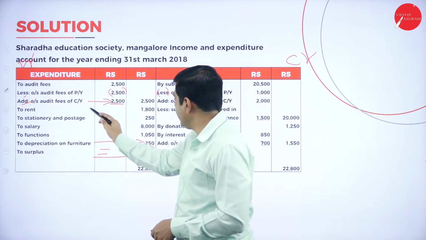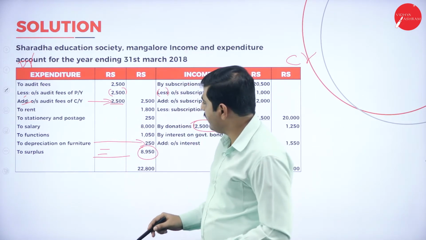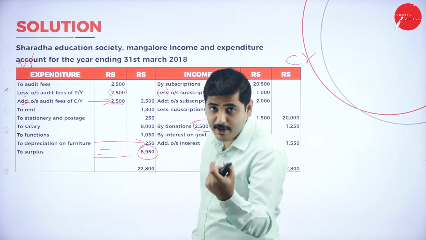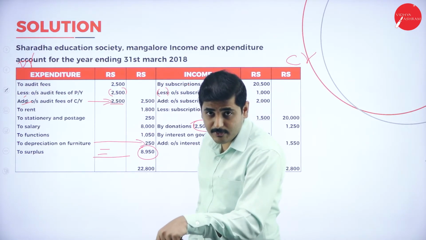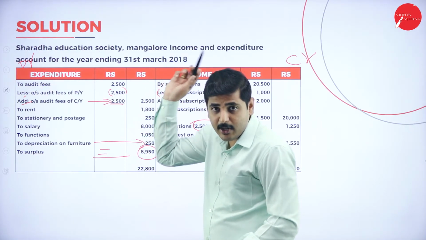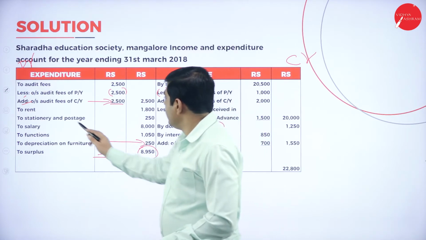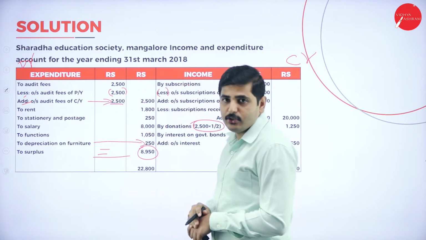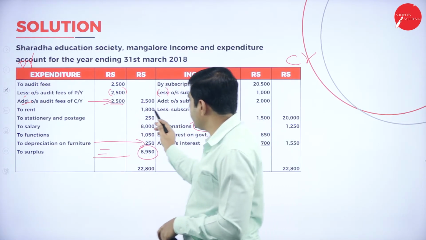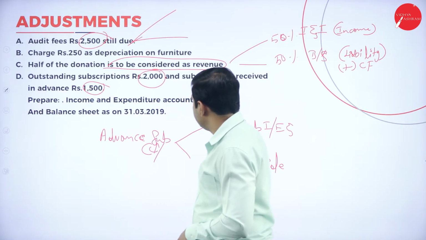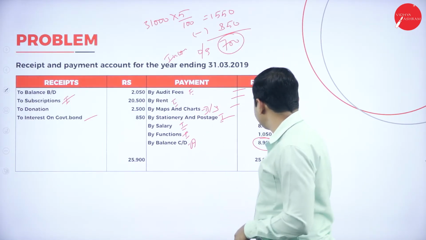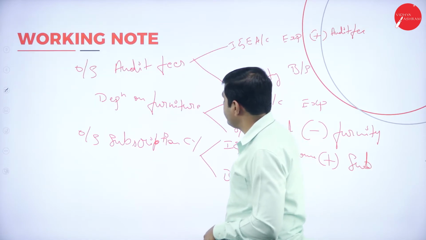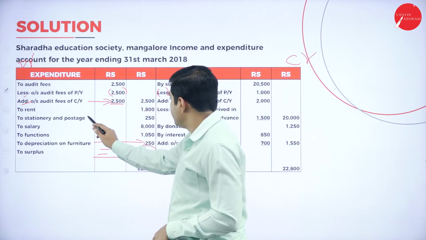Next one, rent. There is no outstanding or prepaid. If you have any prepaid of the current year, deduct; prepaid of the last year we should add. Here there is no prepaid or outstanding, so we can show it directly. Next one, stationery and postage. It is an expense of 250, so we can show 250 here.